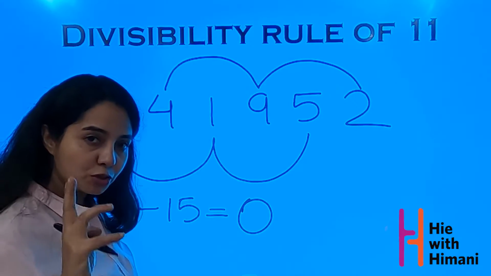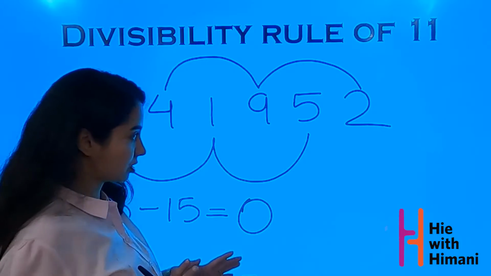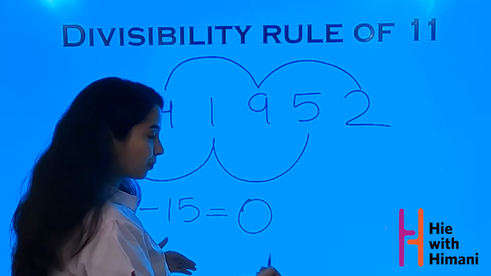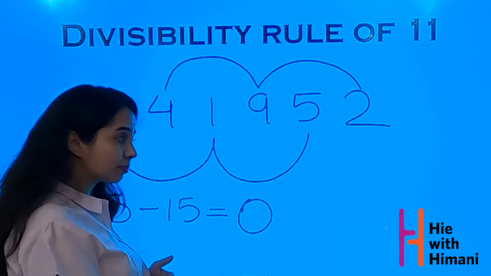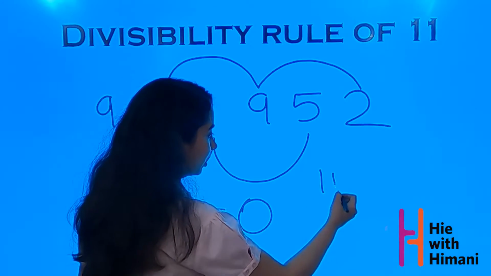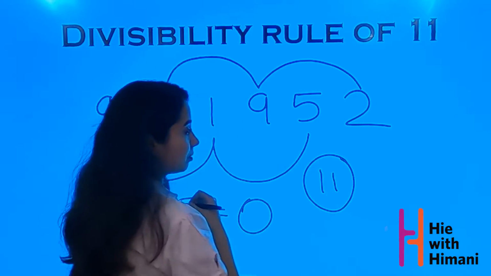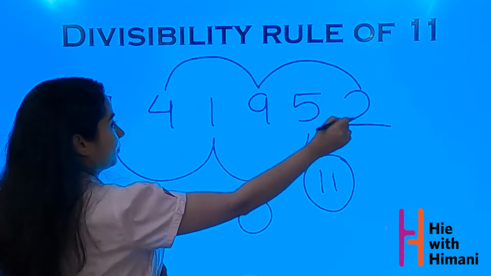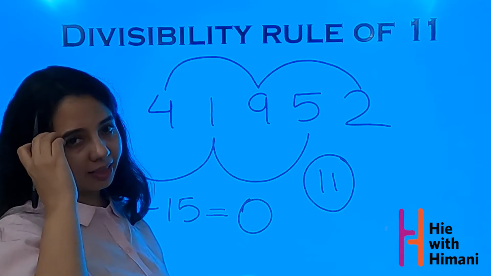So there are two things which we have to see. If the difference is either 0 or a multiple of 11, or in other words, if that difference is divisible by 11, then I will say that the entire number is divisible by 11.